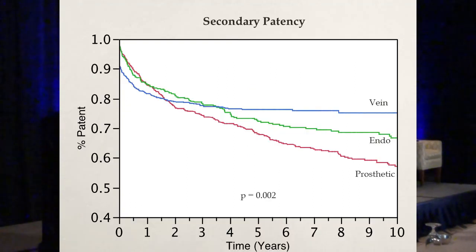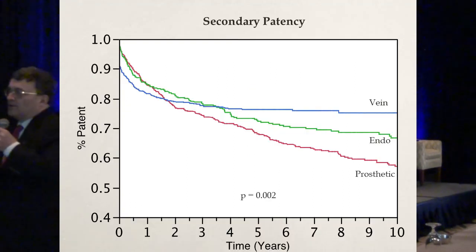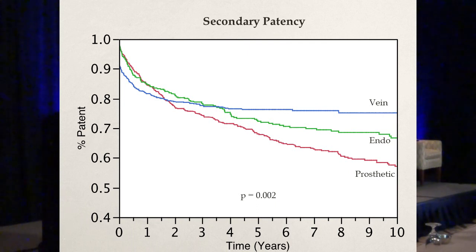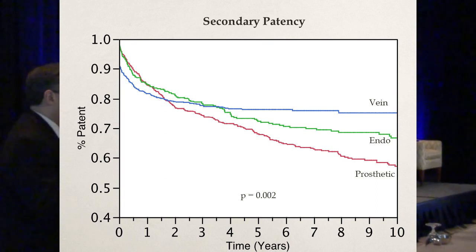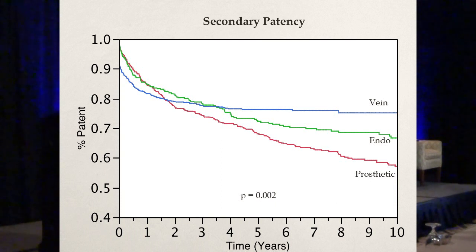But if you look at secondary patency, vein is still superior. Endo is now better than prosthetic, perhaps except in Dallas, where they get equivalent patency in their particular studies on a randomized basis. But in the early years, it comes out close to being the same.